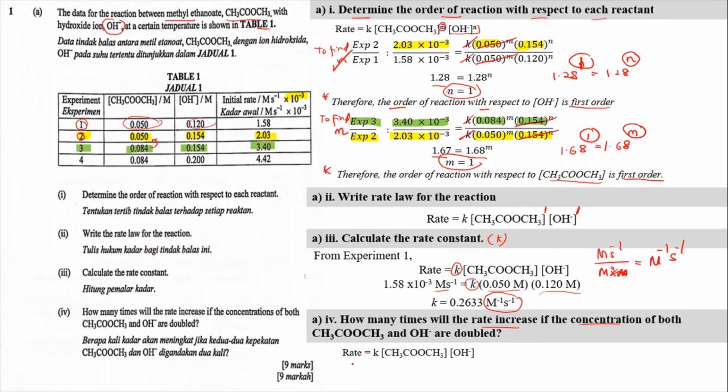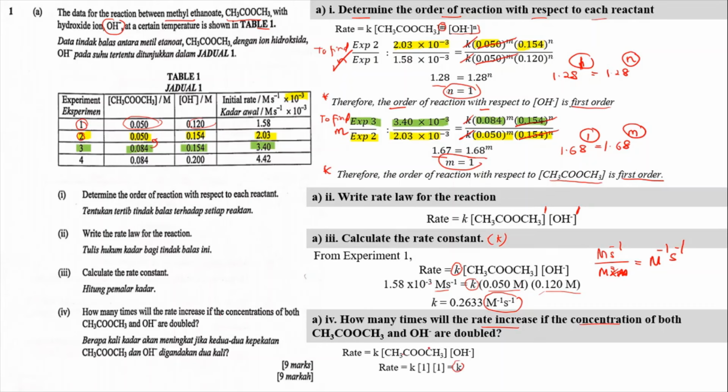So, if we have our rate equal to K times the concentration of methyl ethanate and hydroxide, if our concentrations are 1 and 1, we will get K. Okay, if we imagine 1 here and 1 here. But now, if we double both of the concentrations, so it's going to be 2 here and also 2 here. So if I do that, I will get my rate equal to K times 2 times 2. So it's going to be 4K.